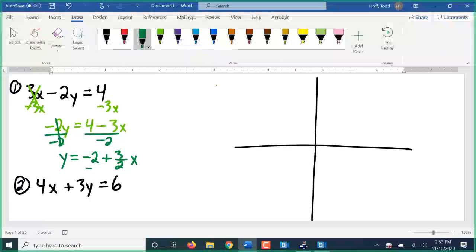So to graph this, we start at negative 2, right there. And then we have 3 halves x. So 3 halves is our slope. That means we go up 3 and we run 2.